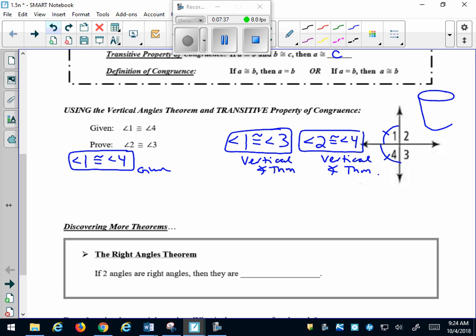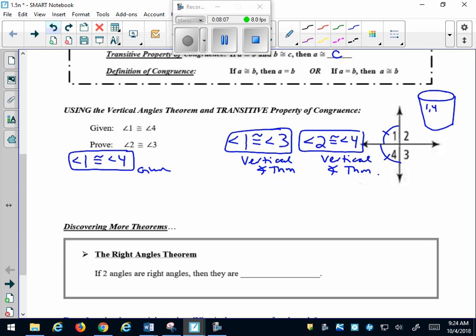So I'm going to actually draw a little bucket here. And the way this transitive bucket works is when you have a congruent statement or an equal statement, you could put that pair into a bucket together. If they're equal or congruent to each other, they belong in the same bucket. So I'd have my given. 1 is congruent to 4. I'm going to put 1 and 4 in this bucket.